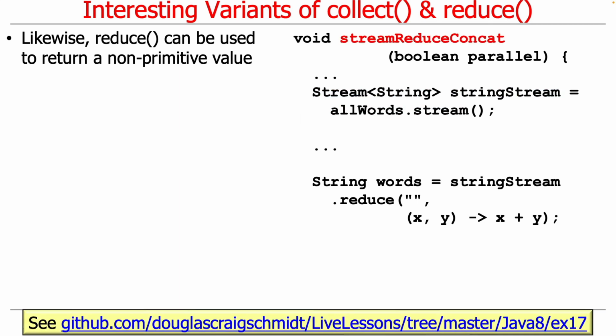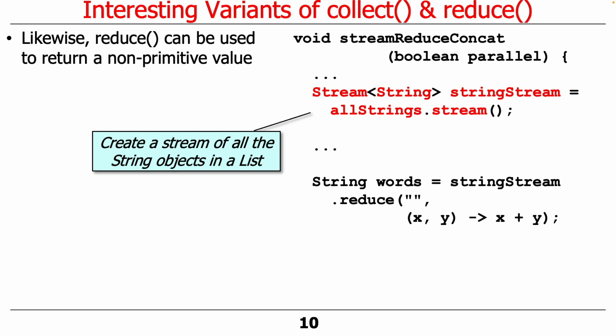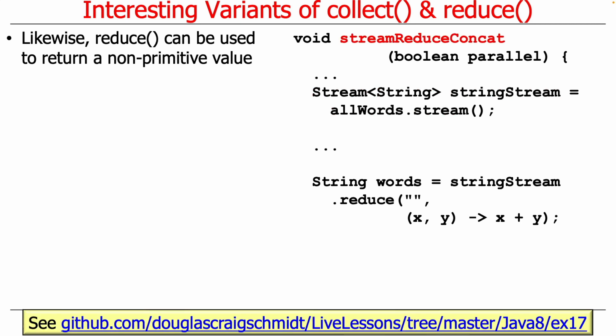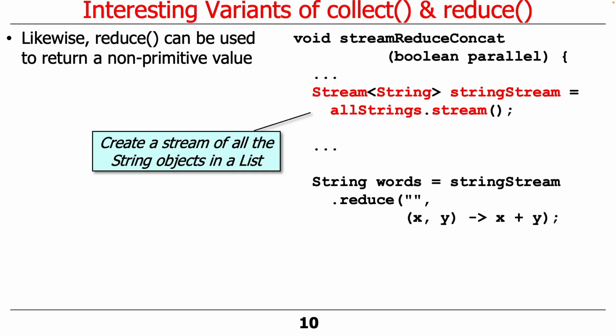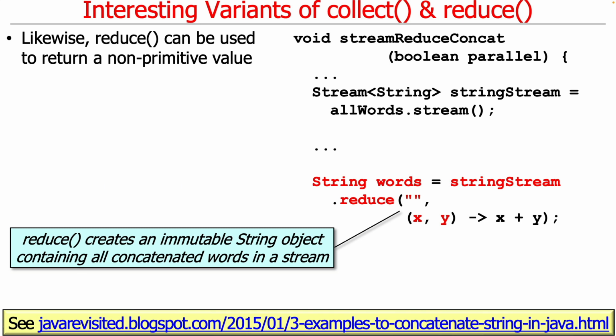So we're going to start out with all strings. I think I changed this. I think it should be all strings, maybe. I'll go back and look. So we create a stream of all the string objects in a list. And then what we're going to do is, got to figure out which one it is.